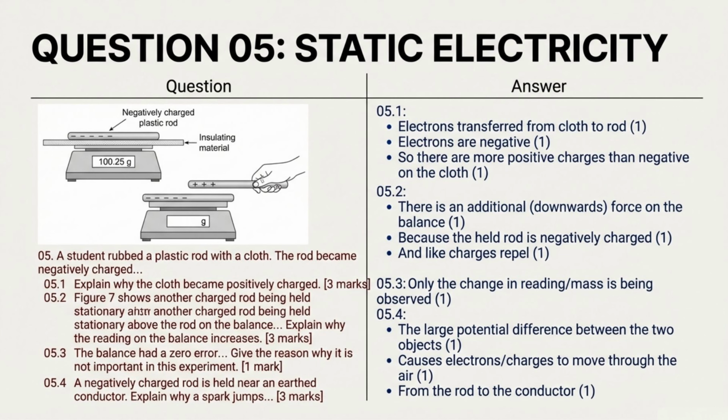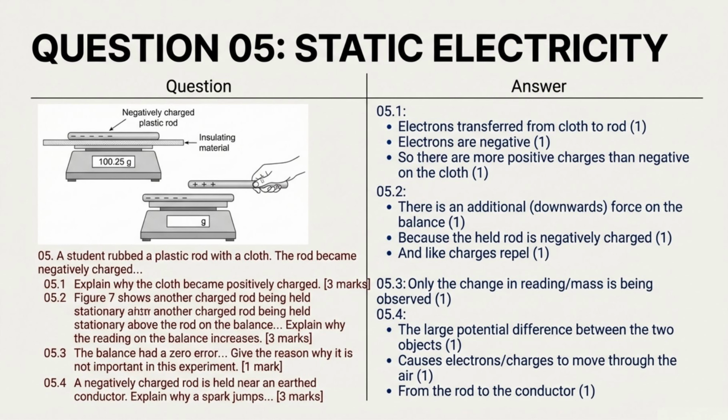05.2 takes that negatively charged rod and puts it on a balance. Then another charged rod is held above it. The reading on the balance increases. Why? The rod being held above is also negatively charged, like charges repel. So it's pushing the rod down onto the scale. Exactly. That repulsion creates an additional downwards force on the balance, which the balance reads as an increase in mass.